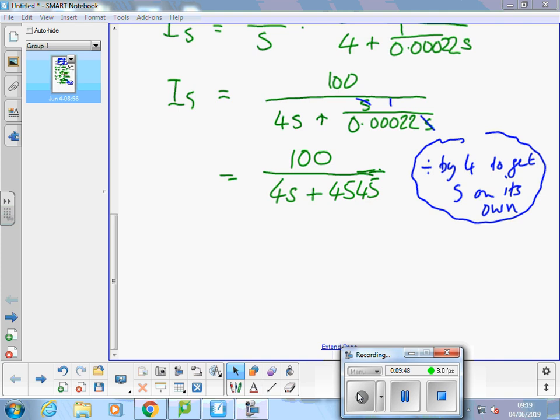The 4 in front of the s will disappear. So that leaves us with 100 over 4 is 25. We end up with s there plus 1136. All right. Everyone agree? Make my s look a little bit more like an s, I guess.